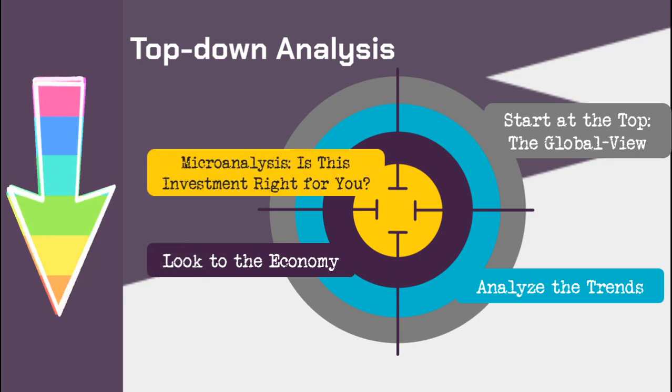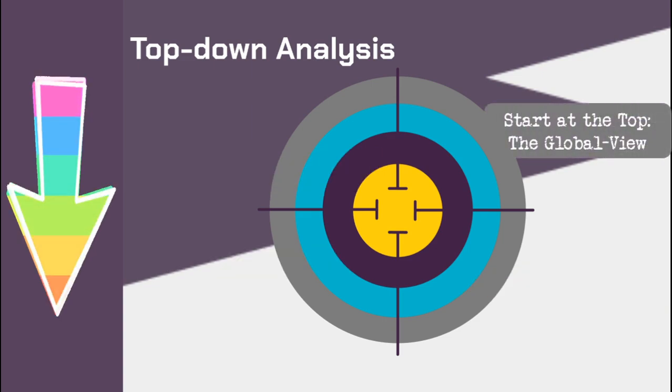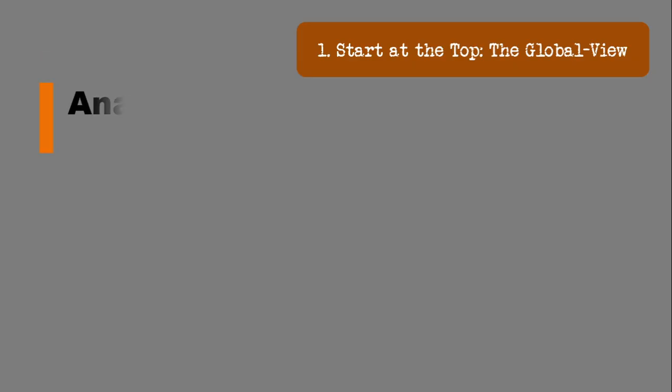This method allows investors to analyze the market from the big picture all the way down to individual stocks. Because the top-down approach begins at the top, the first step is to determine the world economy's health. This is done by analyzing not only the developed countries but also emerging countries.